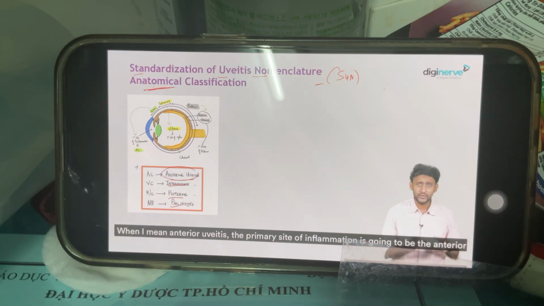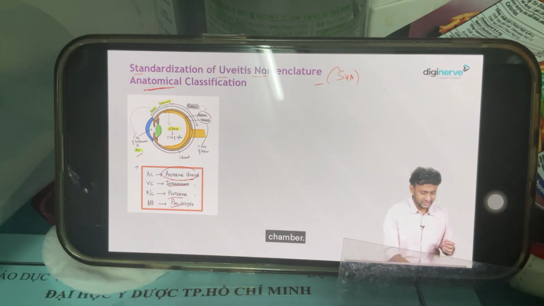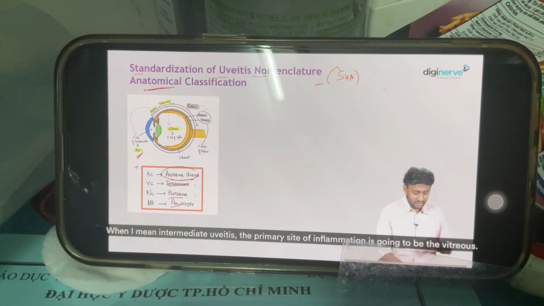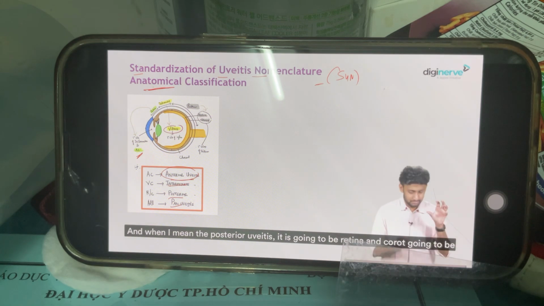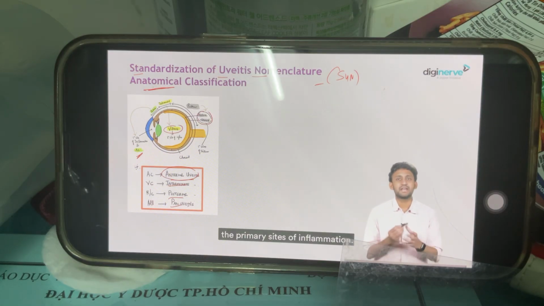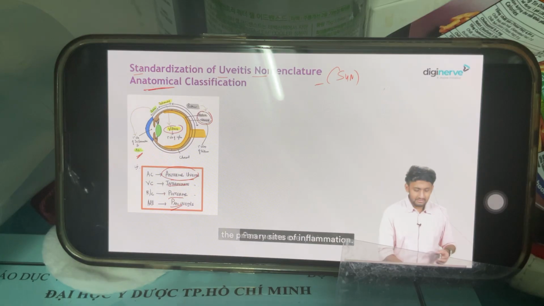When I mean anterior uveitis, the primary site of inflammation is the anterior chamber. When I mean intermediate uveitis, the primary site of inflammation is the vitreous. And when I mean posterior uveitis, the retina and choroid are the primary sites of inflammation. Pan means everything.